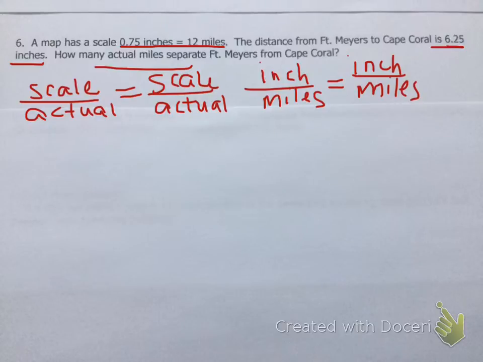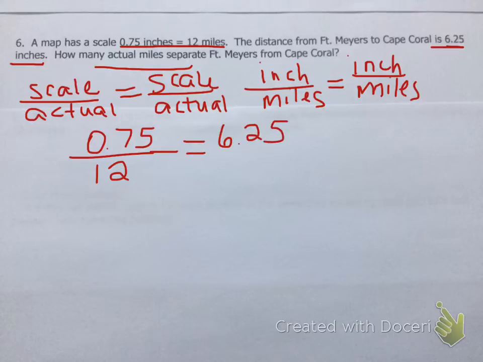So the scale of the map is, for every 0.75 inches, and if you want to label them, you can, but you don't have to, equals 12 miles. We want to know if it's 6.25 inches, what is the actual mileage of those two cities? So that would be your proportion that you would set up. You cross multiply. Cross products property would be easy enough to do.